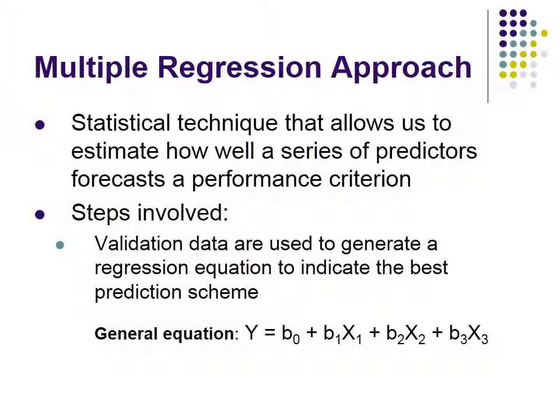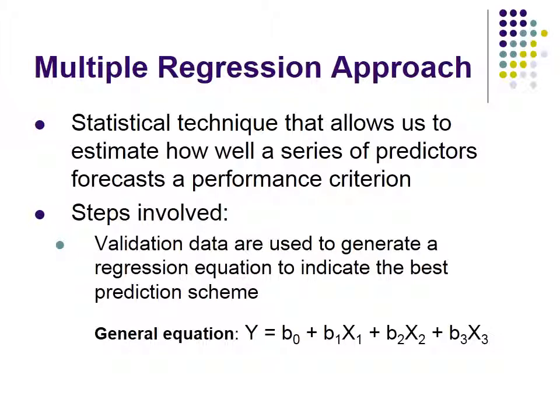The multiple regression approach will almost always involve you giving all of the selection techniques to the same person. So they're going to get all the tests. In this case, it's not a hurdle approach. If it was, again, that example we just looked at, they would get the personality test, the cognitive ability test, they would get the interview, they would get the work samples test. And it's a statistical test that allows us to estimate how well that series of predictors forecasts a performance criterion.